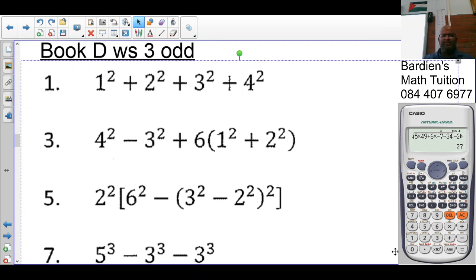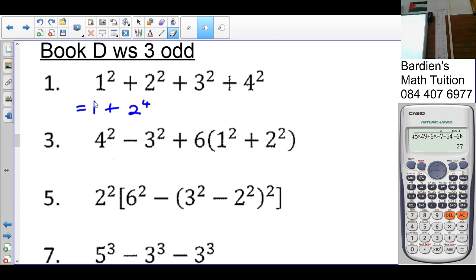Okay. So looking at the first one, what is 1 squared? 1 times 1, which is 1. 2 squared? 4. 3 squared? 9. 4 squared? 16. So 1 plus 4 is? 5. 5 plus 9 is? 14. And 14 plus 16 is? 30. You all understand? Yes, sir. Now I want you guys to do number 3 and 5.